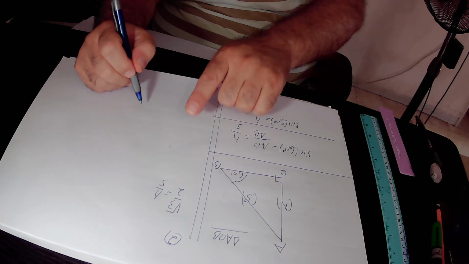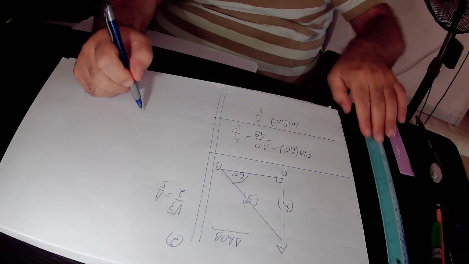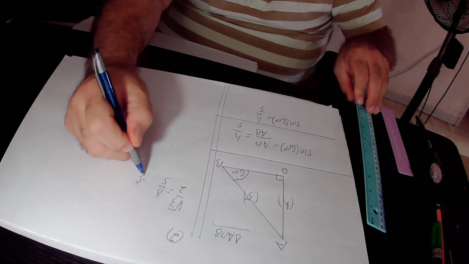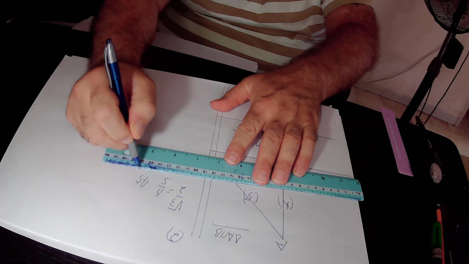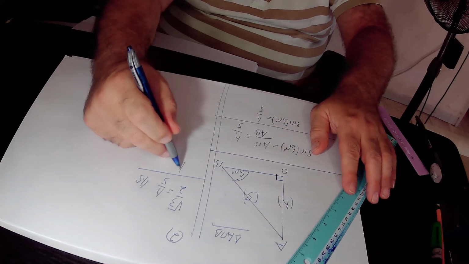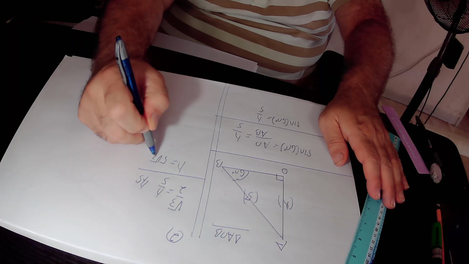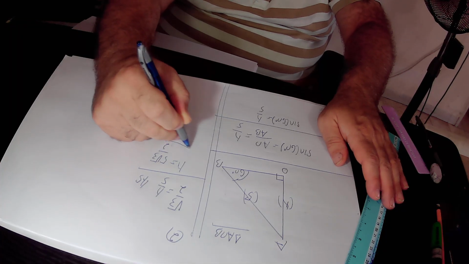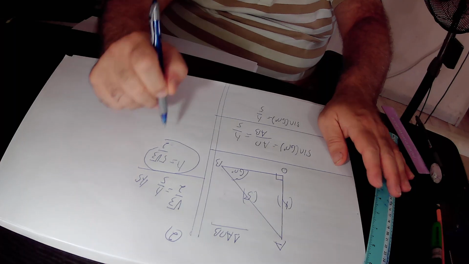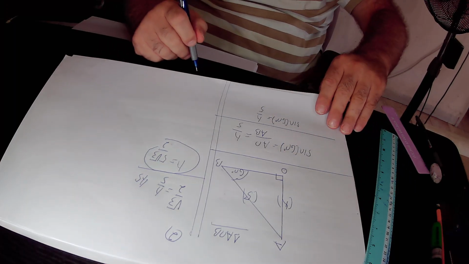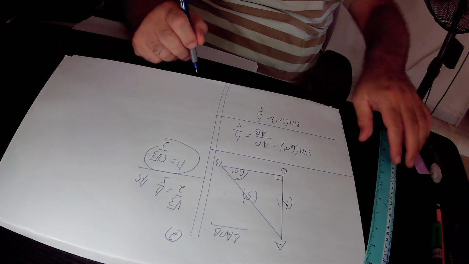Here we multiply this equation by 5. And finally we get that H equals 5 times square root of 3 over 2. So we found out that the missing side H equals 5 times square root of 3 over 2.